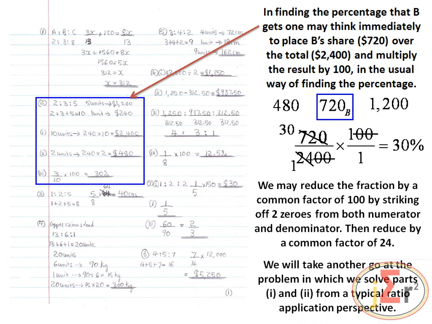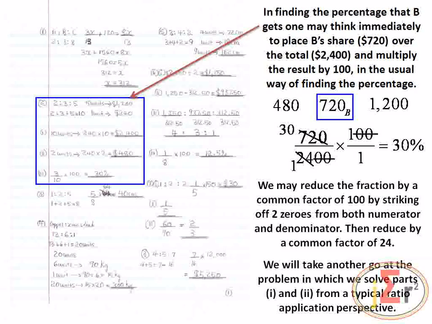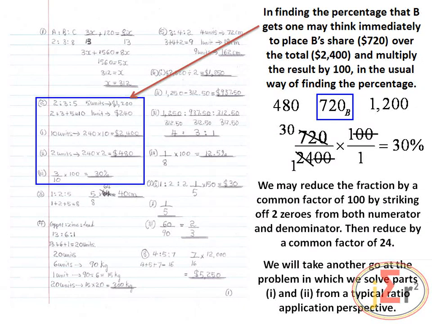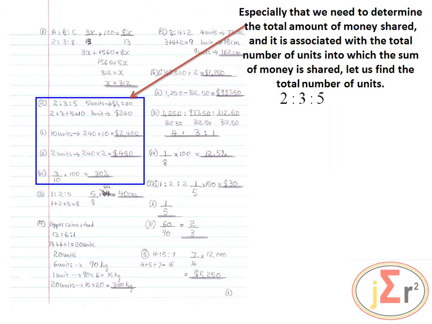However, we will take another go at the problem in which we solve parts 1 and 2 from a typical ratio application perspective. So we will take a second look at the problem and see other methods that we may use to solve the problem. Especially that we need to determine the total amount of money shared, and it is associated with the total number of units into which the sum of money is shared. Let us find the total number of units. So take another go at it.